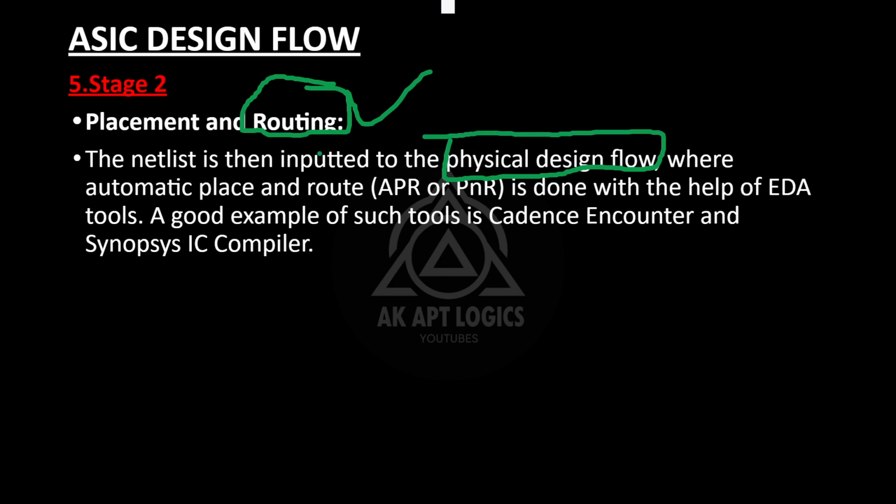Till gate level netlist generation, everything is front end. There will be DV engineers, design engineers, verification engineers, and architects in the front end department. Whereas in the back end department, there will be placement and routing people, related to physical design, where automatic place and route will be done. Initially, automatic place and route is done with the help of EDA tools. Good examples of such tools are Cadence Encounter and Synopsys IC Compiler. Initially, the place and route is done automatically, so we have to adjust those.